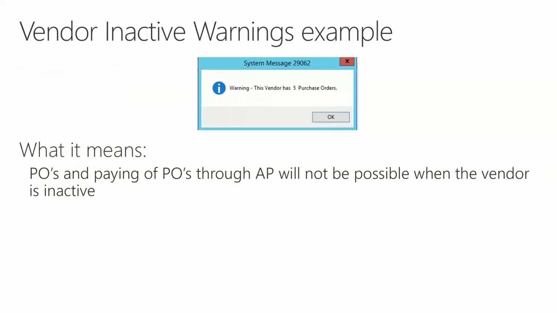Now, if you try to make a vendor inactive, we will generally let you do it. There are a couple of situations. One, if you happen to have a purchase order that's open, we're going to warn you. We're going to allow you to make them inactive, but that vendor has, in this case, 5 purchase orders sitting out there that are going to be kind of stuck. Think about it. Maybe you want to go back and review them.